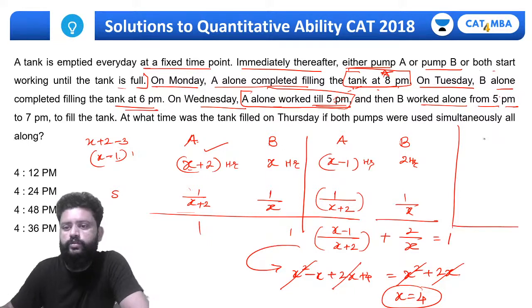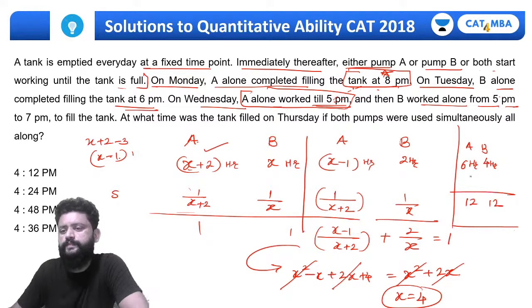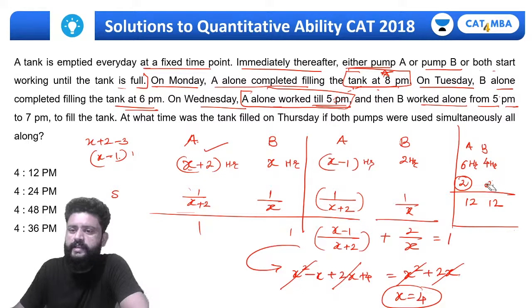So what can I conclude is A and B, it takes 4 hours for B to fill the tank and 6 hours for A to fill the tank. So the capacity of the tank is 12. So speed of A is 2 liters per hour, so B is 3 liters per hour.